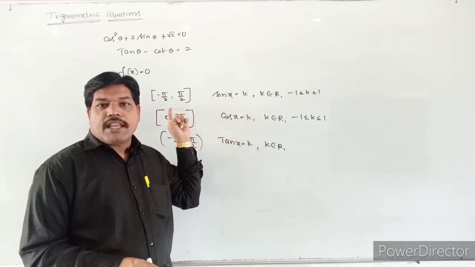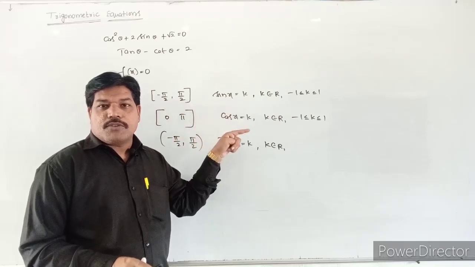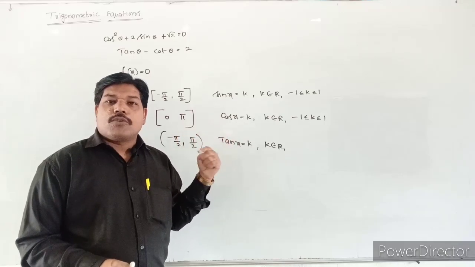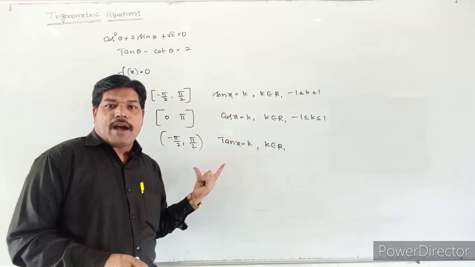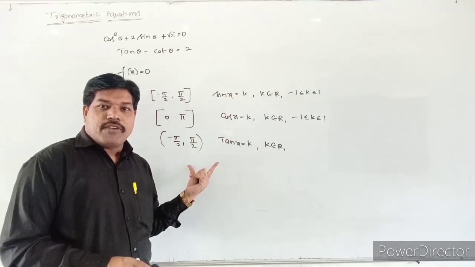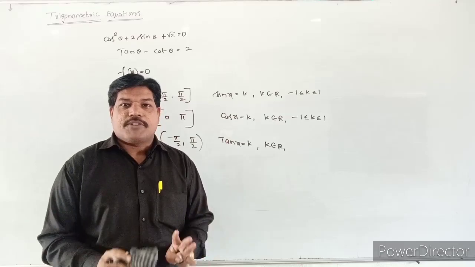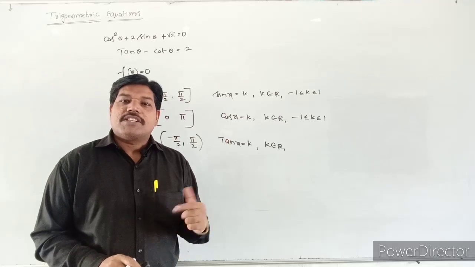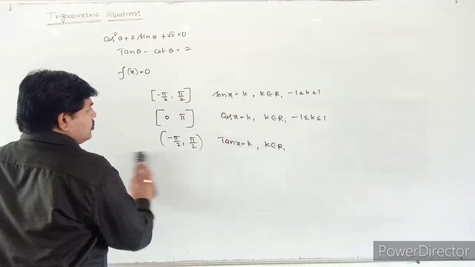For sine, you have to take the interval [-pi/2, pi/2]. For cos, you take that x value in [0, pi], and for tan x = k, you take the principal solution value in the open interval (-pi/2, pi/2). Understand the difference: the principal solution is unique, but the general solution has a number of solutions. Okay, so here you can see this one.